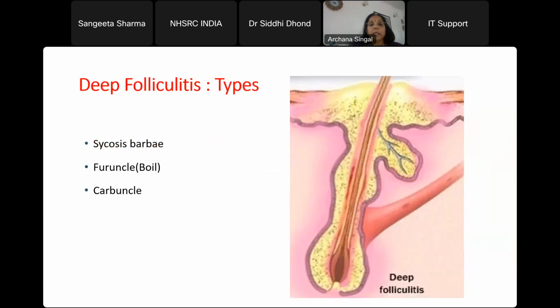Next. Now, deep folliculitis, as I told you that superficial folliculitis is when only the intraepidermal part is involved. In deep folliculitis, as you can see, the whole length of the hair follicle is involved, in the dermis, at the junction of dermis and subcutaneous tissue. So it can cause sycosis barbae, as the name suggests, when it is happening in the beard area, furuncle or carbuncle. If a single follicle is involved, not with the surrounding dermis, it is known as furuncle. But if multiple follicles are involved with the intervening dermis also, then it is called carbuncle. Next.